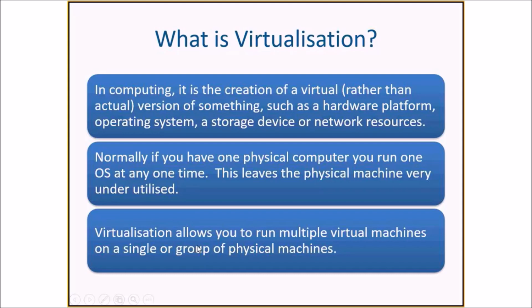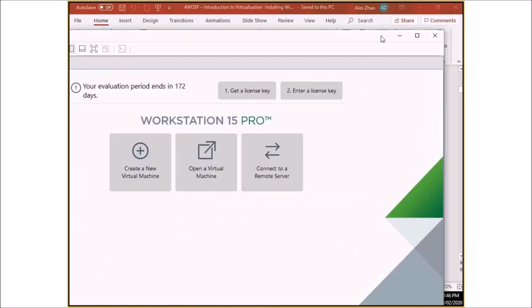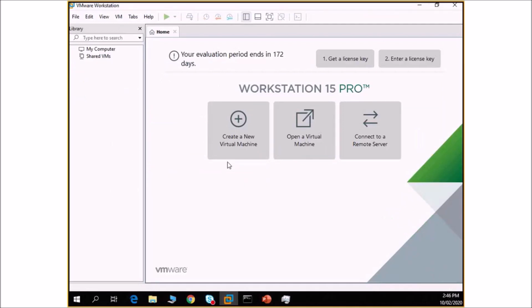Virtualization allows you to run multiple virtual machines on a single machine or a group of physical machines. So let me see if my transfer happened. Okay, it looks like it has. What I've got is VMware Workstation. By the end of the week, you will have access to your own copy of VMware Workstation to take home. I just have to make sure that by the end of the week, everyone who's enrolled gets an account created for them.